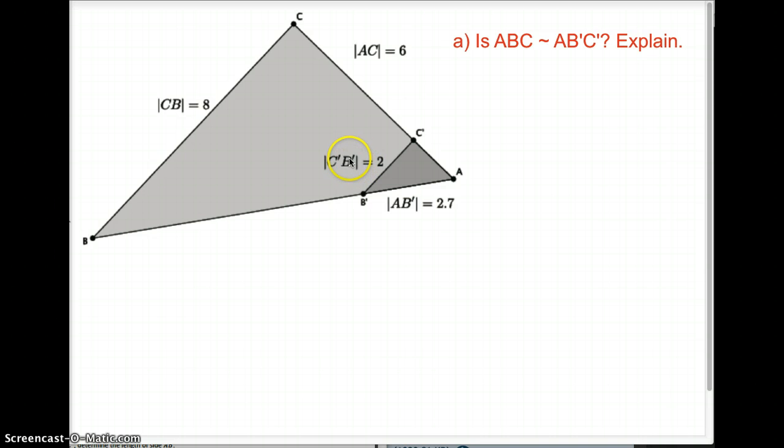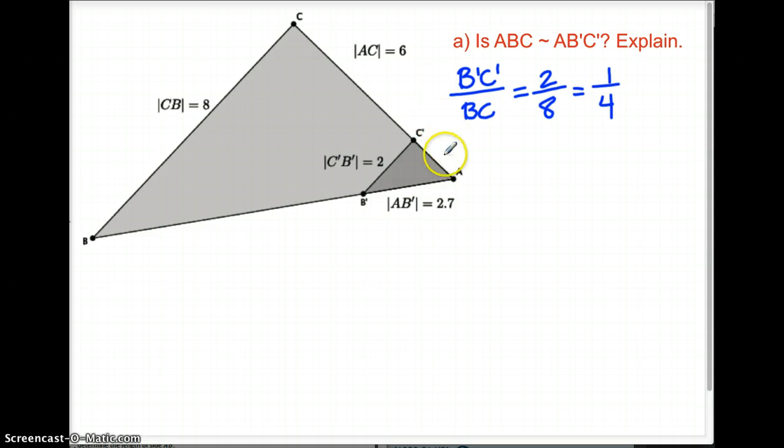Now remember, we've been talking about scale factor. How do you get from one triangle to the next? Well, I know the length of BC and I know the length of B prime C prime. To figure out the scale factor, remember we take the primes and divide by the original. So we're going to take 2 and divide it by 8. I can simplify that and get 1/4.